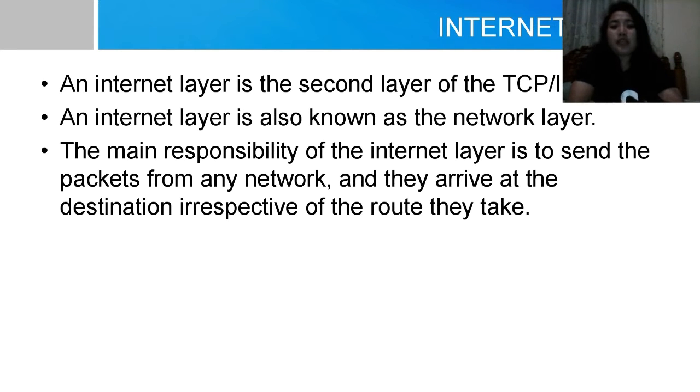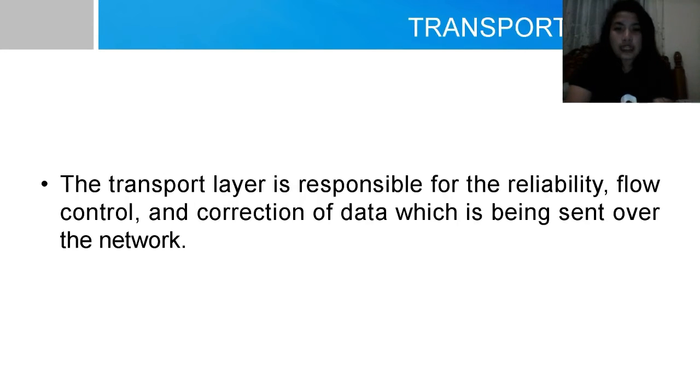So what is an Internet layer? It is the second layer of the TCP/IP model. This is also known as the network layer. The main responsibility of the Internet layer is to send the packets from any network, and they arrive at the destination irrespective of the route they take.